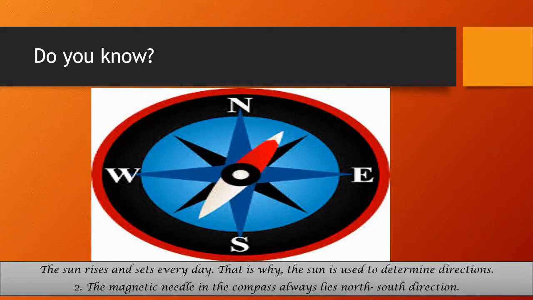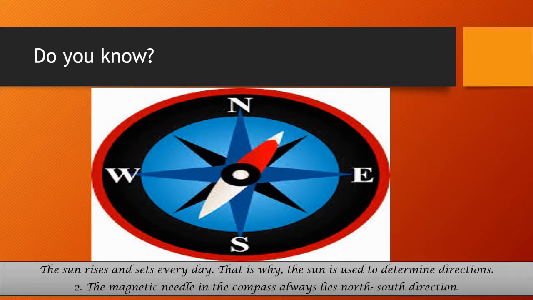Student, what is there on the screen? Yes, this is a compass. A compass is a device. We use it to find direction. The compass has an arrow with a head and tail. The head always points to the north and the tail to the south.